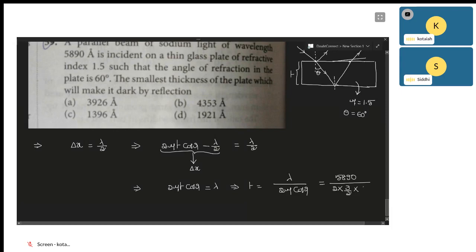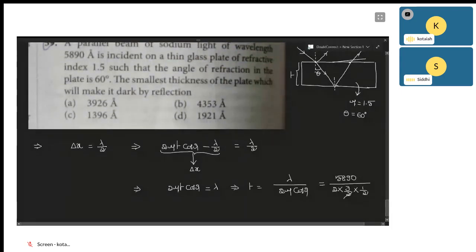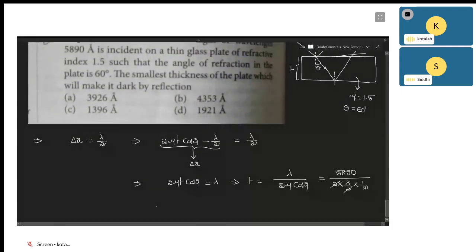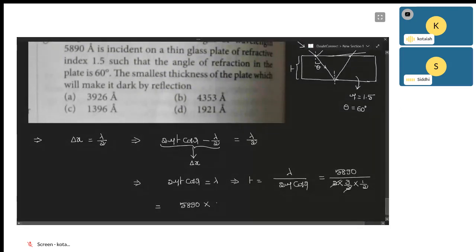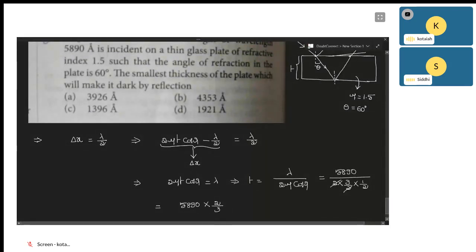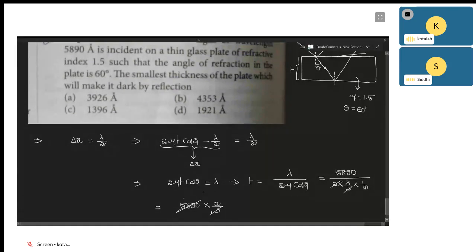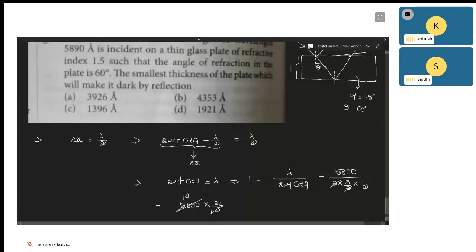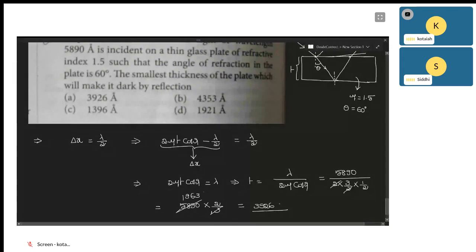So it's 1 by 2? 1 by 2. This 2 will be cancelled. So the answer is 5890 into 3 by 2 by 3. 3 by 2 means into 2 by 3. So here, almost equal to 6293, 3926 angstroms.